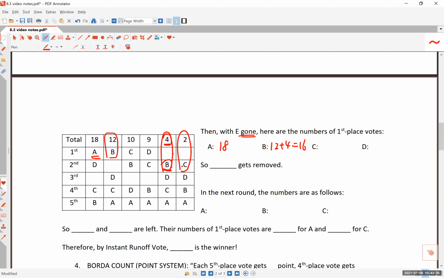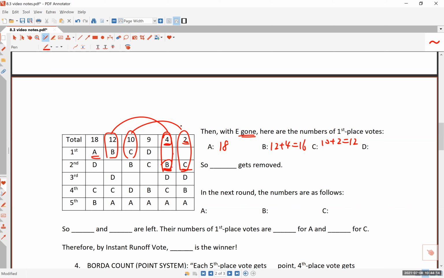C also picks up these 2 votes, as well as the original 10 people who voted C to be their first place candidate. So it's 10 plus 2, and 12 people would choose C. It's almost like having a virtual election. If E is being removed from the possible candidates, these 4 people would go for their second candidate, which is B, right? So now you have 16 people voting for B. And then these 2 people, when E is not available, would choose C to be their first place candidate. So now we have 12 people voting for C.